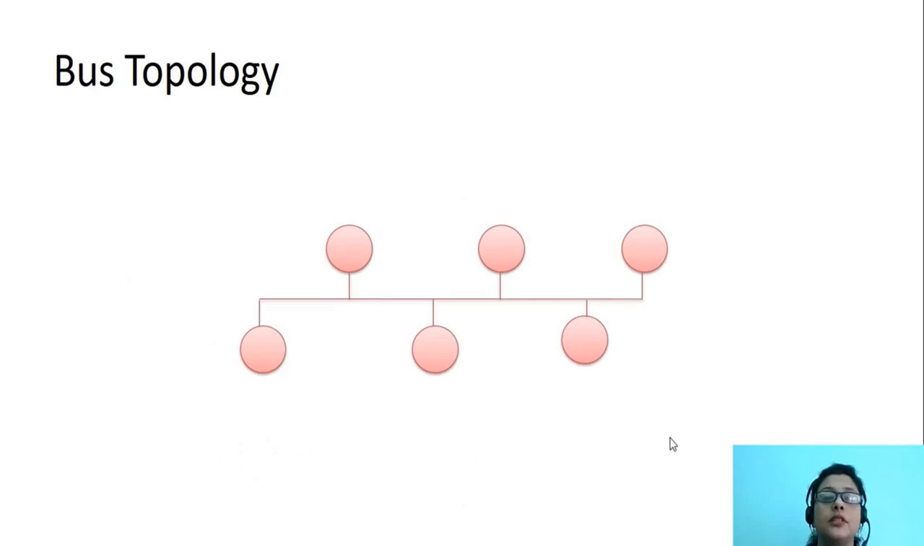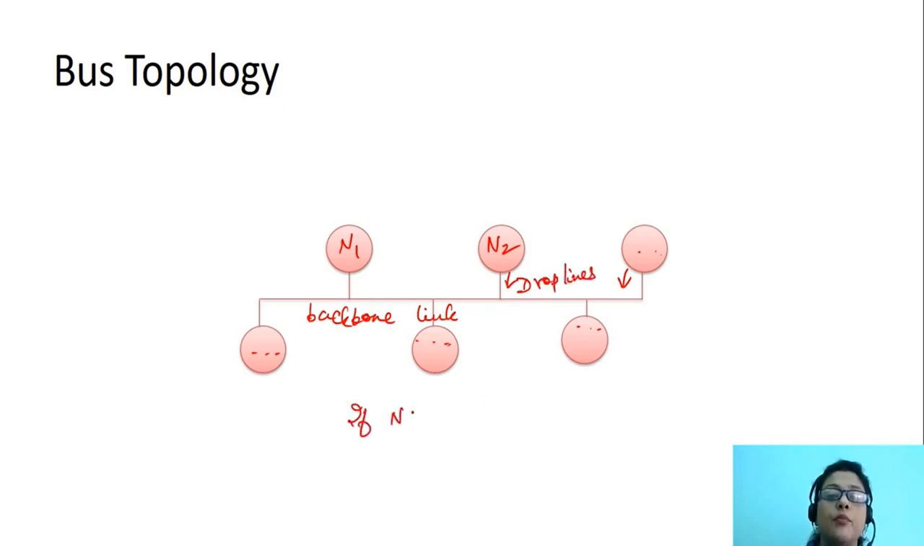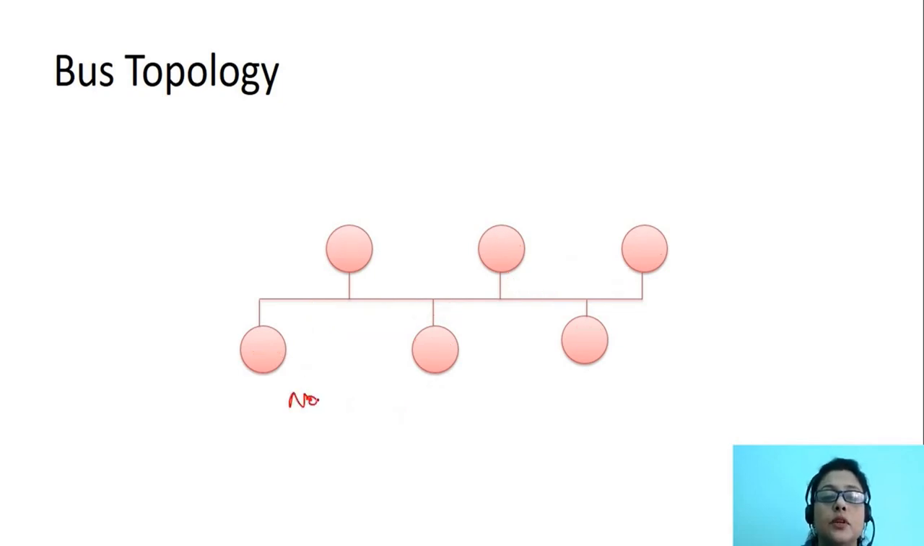Next we come to bus topology. This is an example of bus topology. In bus topology, all the nodes are connected through a central backbone link. And these are known as the drop lines. So if we have n number of nodes, then n number of drop lines are there and one backbone link is there. So this is not bidirectional, and communication takes place through this backbone channel.